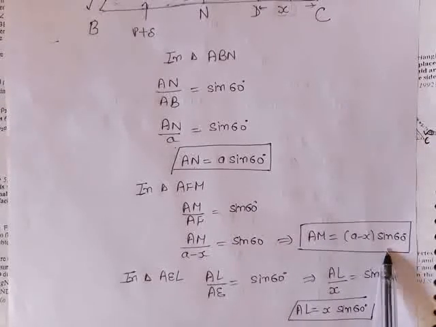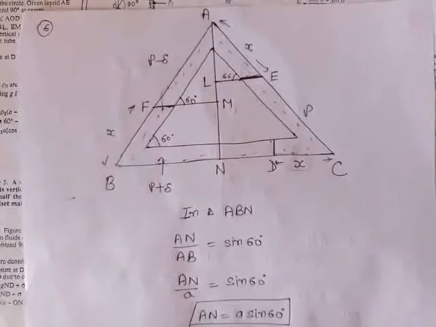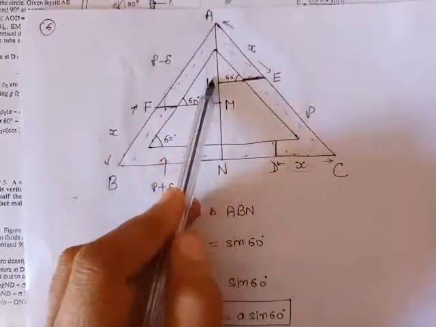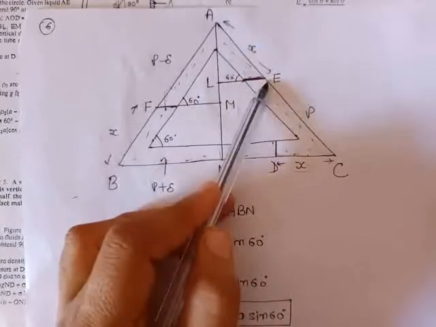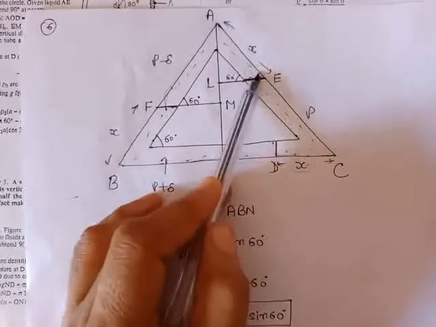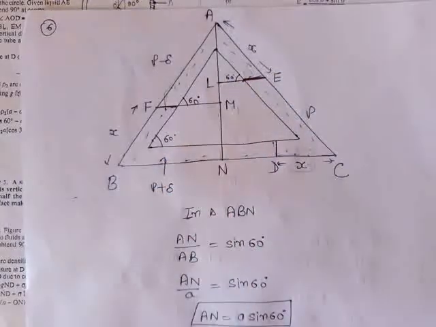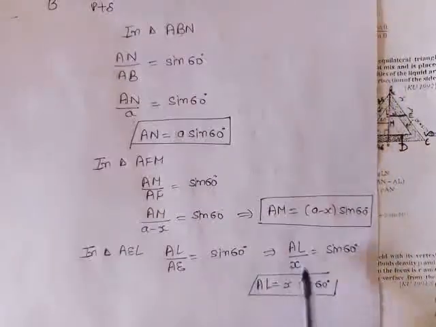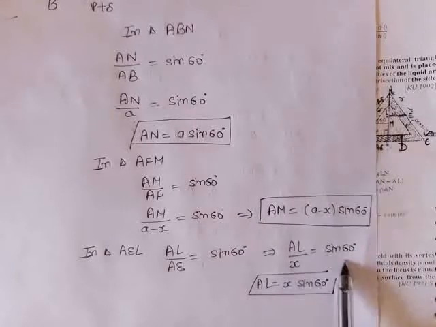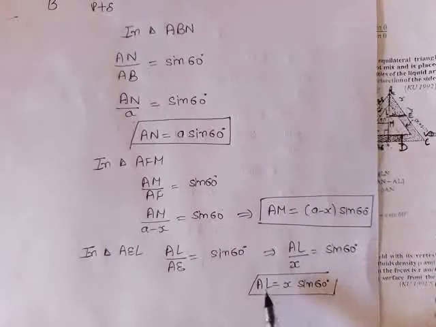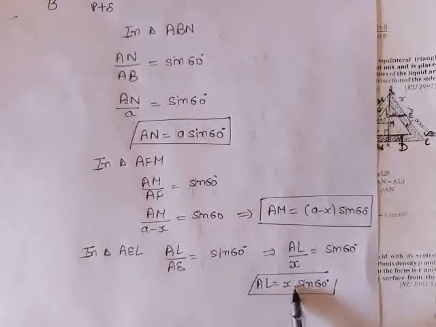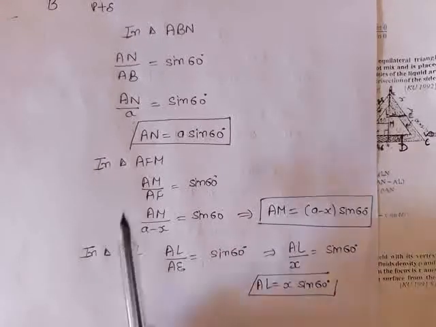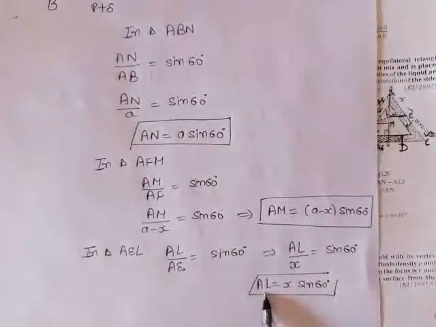Now it remains to find the length AL. From this triangle ALE, AL is perpendicular, AE is hypotenuse. So perpendicular upon hypotenuse is sine 60, and this length is x. So we get AL upon x is equal to sine 60. So the value of AL will be x into sine 60. So we have obtained all the distances AN, AM and AL.